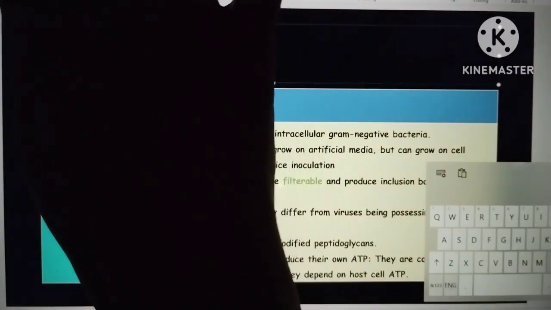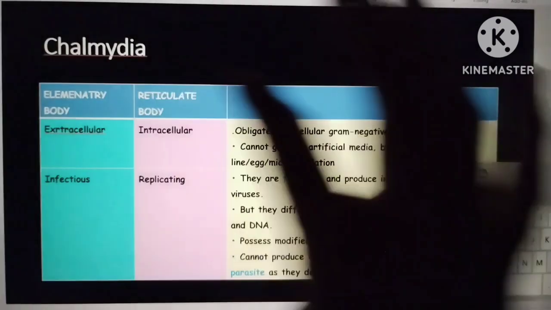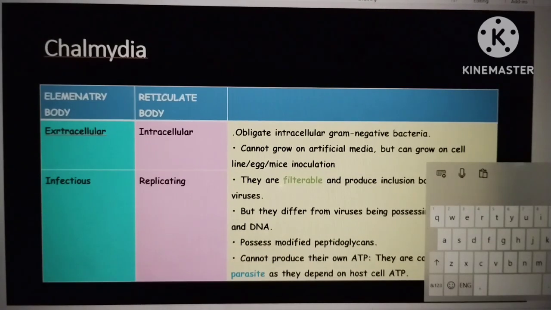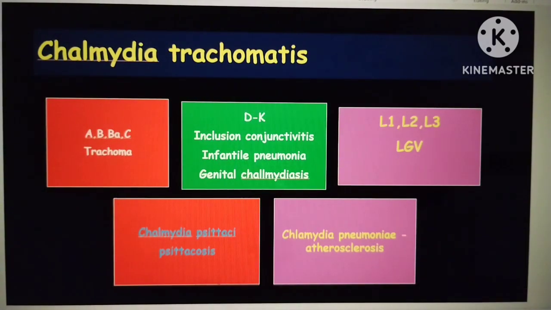And coming to the next topic, Chlamydia trachomatis. You want to remember the serogroups and the diseases caused by chlamydia. First, A, B, Ba, C cause trachoma. D to K cause, I used to remember, DIG: inclusion conjunctivitis, infantile pneumonia and genital chlamydiasis.